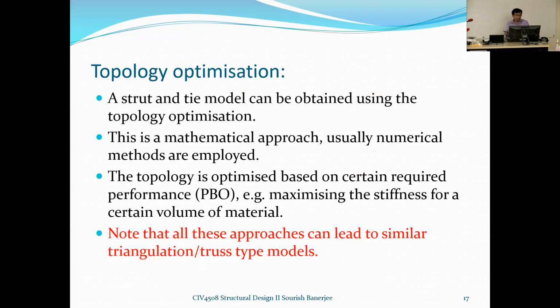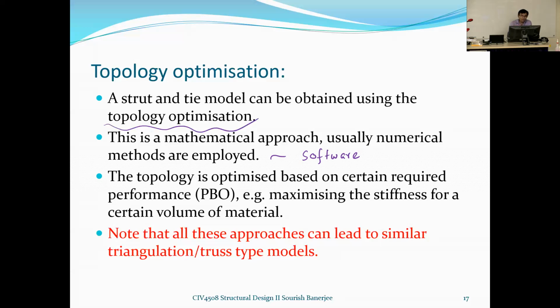Now, the third approach, which is topology optimization. The strut and tie model can be obtained using topology optimization. You can optimize the topology and get one. This is a mathematical approach. Usually, numerical methods are employed using software. If you look at even the traditional ones, you can use MATLAB, you can use ANSYS, and Abaqus. All the finite element software will have some optimization model, though there are some dedicated ones you will find. So what they do is they usually use a numerical approach to optimize the model.